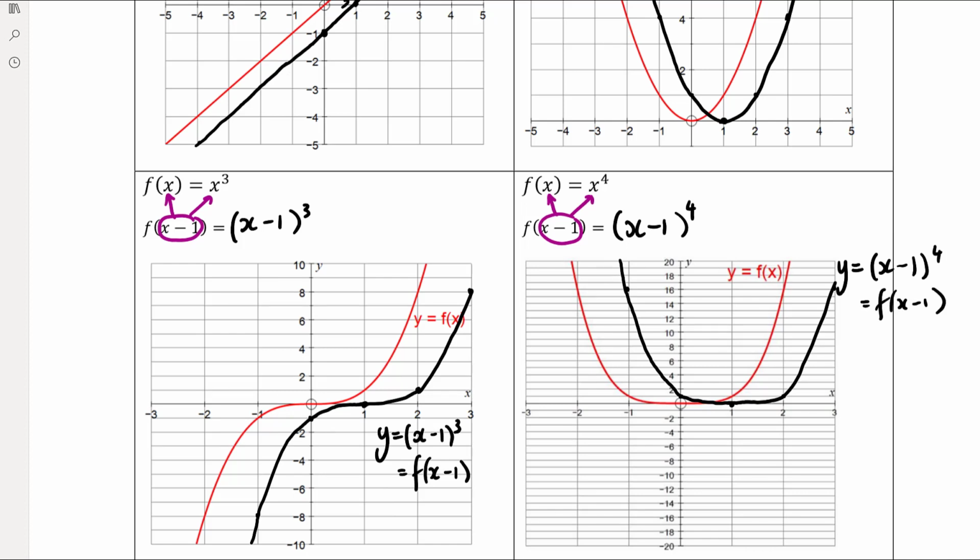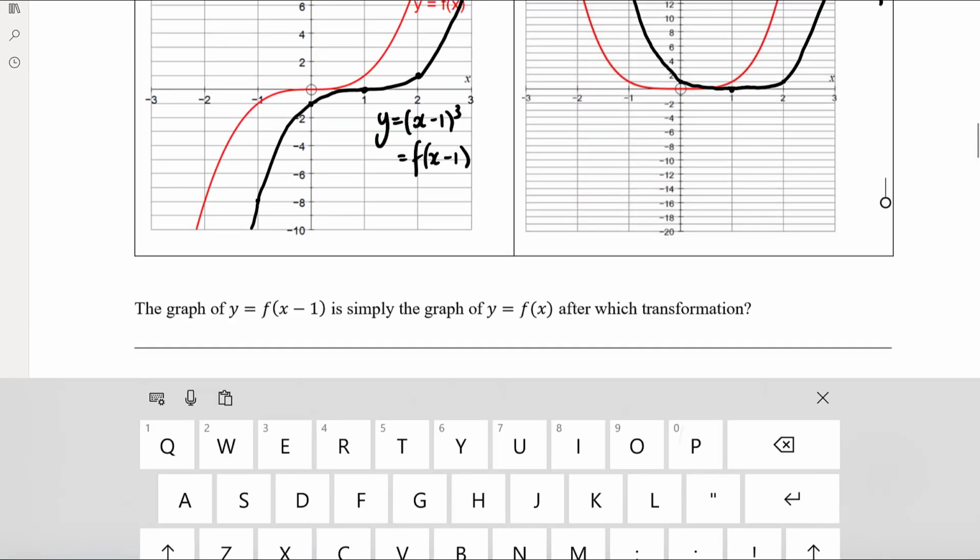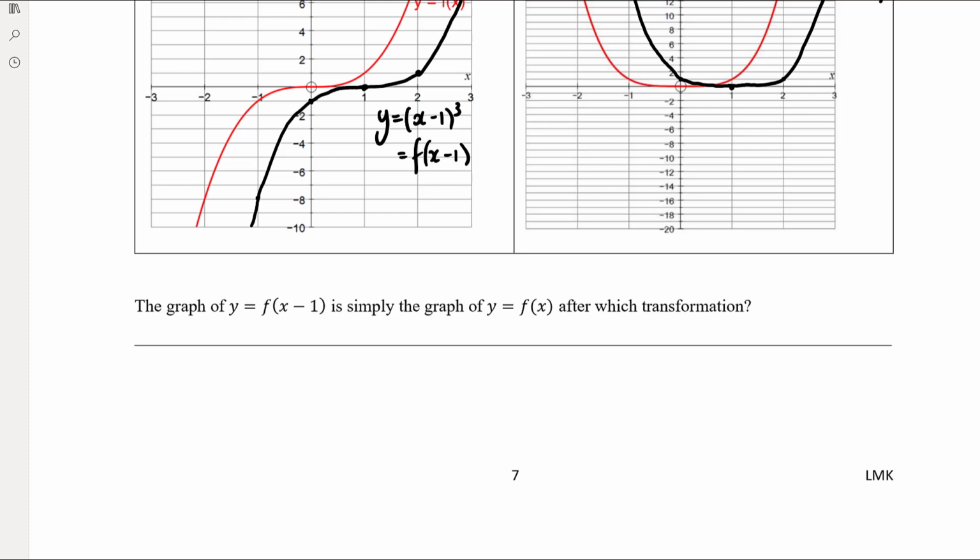Okay. So we see the same thing happens no matter what the function type. If we replace the x part of the function with x minus 1, we take that graph and translate it to the right by 1. And so we can generalize that by saying that y equals f of x minus 1 is the graph of y equals f of x after translation to the right by 1.